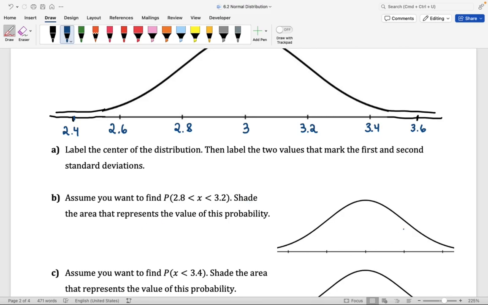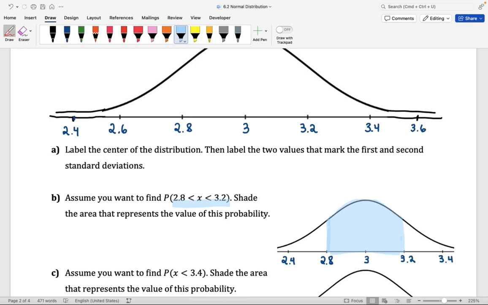Okay? So let's look at our curve. Again, our curve is centered at 3. We have 3.2, 3.4 on the right. Then we have 2.8 and 2.4. If we're wanting to find the probability of X being between 2.8 and 3.2, that is going to be the area going from 2.8 to 3.2. That is this area here. So here we have a good visual of the normal distribution, and we also have a good visual of how we're going to be computing those probabilities.